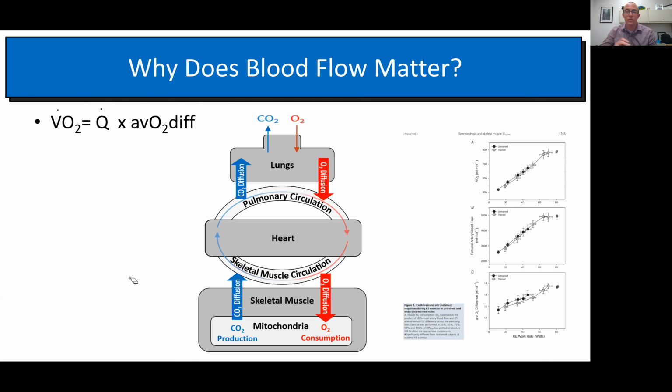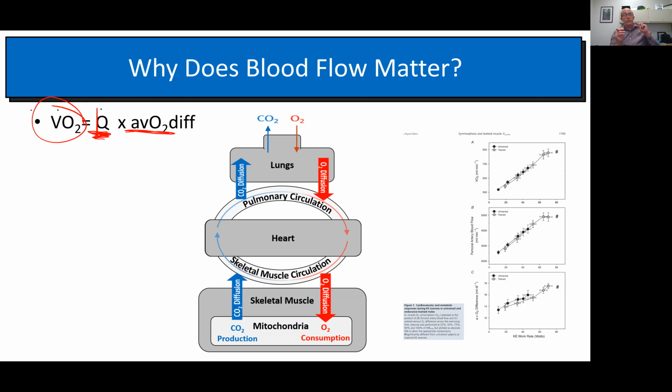We had the individuals do single leg cycling or knee extension exercise. And we measured blood flow to the leg and measured how much oxygen was going into the leg through the femoral artery and how much came back through the femoral vein. That would tell us the AVO2 difference, and with the blood flow at the femoral artery and the AVO2 difference, we were able to calculate the VO2.